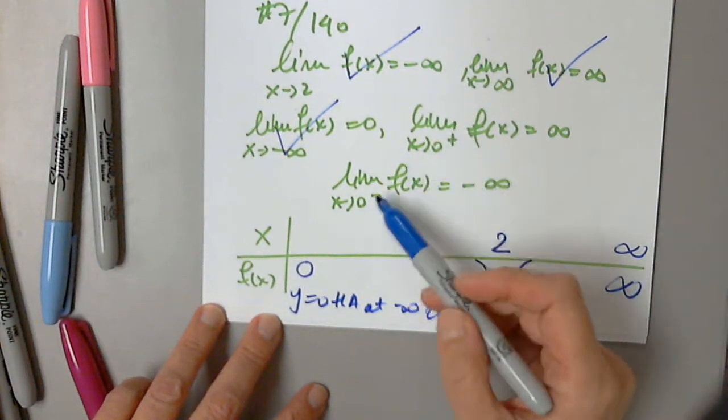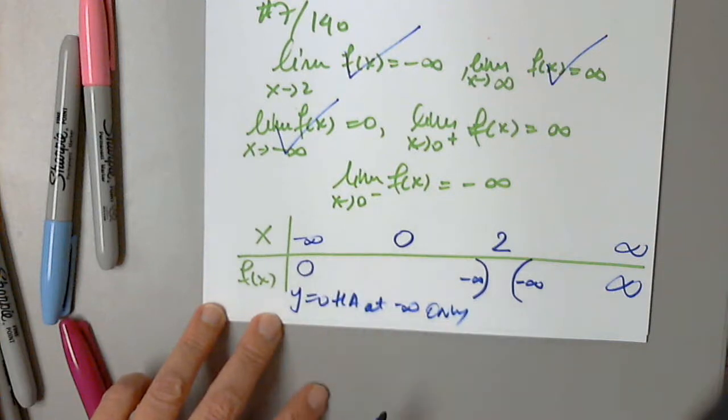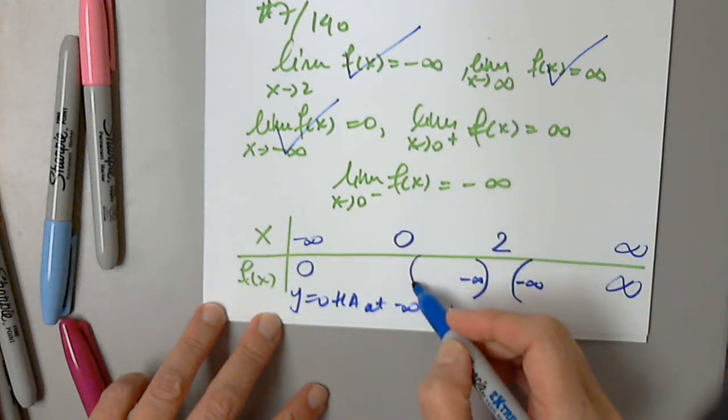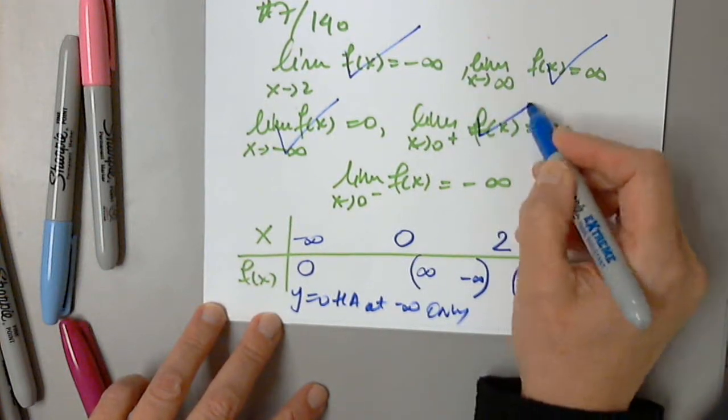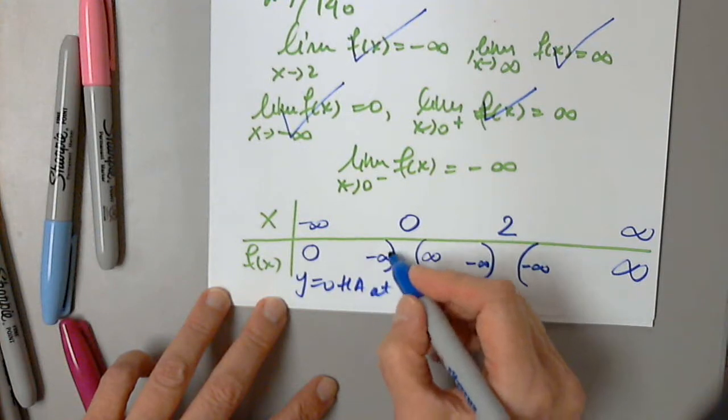Now I see some information about 0. Okay, let's say 0 is here. The limit from the right of 0 is infinity. Done. The limit from the left of 0 is negative infinity. Done.